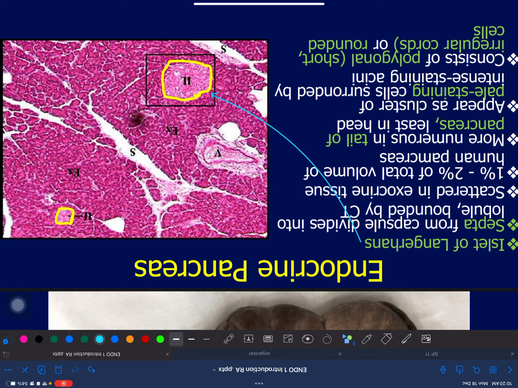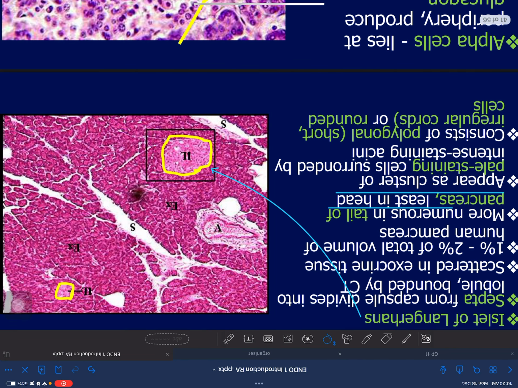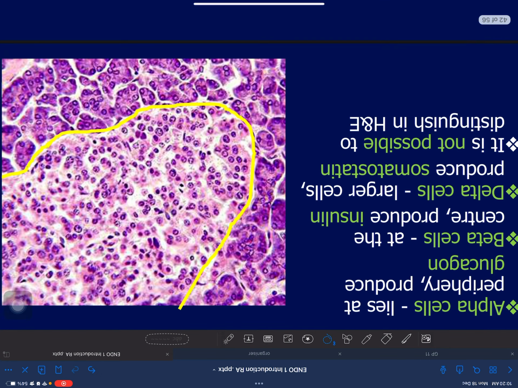The endocrine parts of the pancreas. Okay, appear as pale staining cells, polygonal or rounded cells. The main cells of the endocrine pancreas are alpha cell, beta cell, and delta cell. Okay, so you know, this is important.